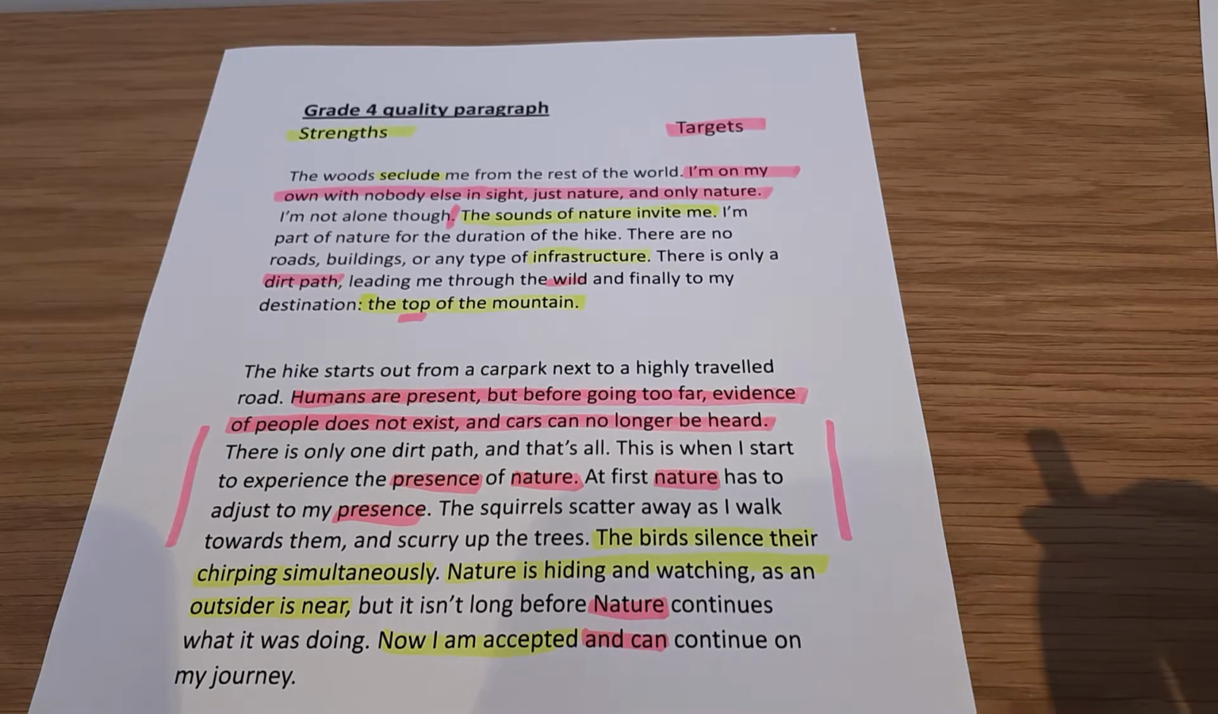Now, today you're going to need in front of you the paragraph that you wrote in Friday's lesson. So if you can find that and grab a pen or some highlighters that you can label with, then we're ready to get started.